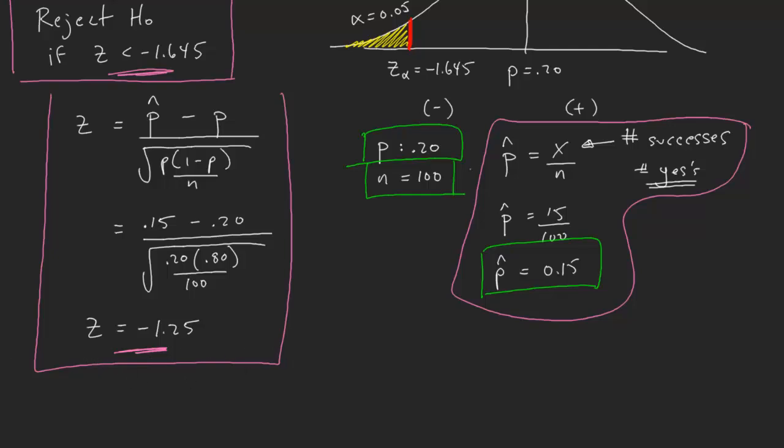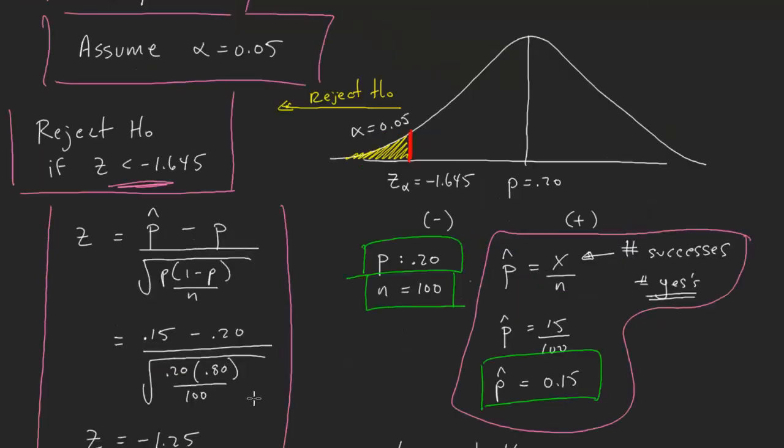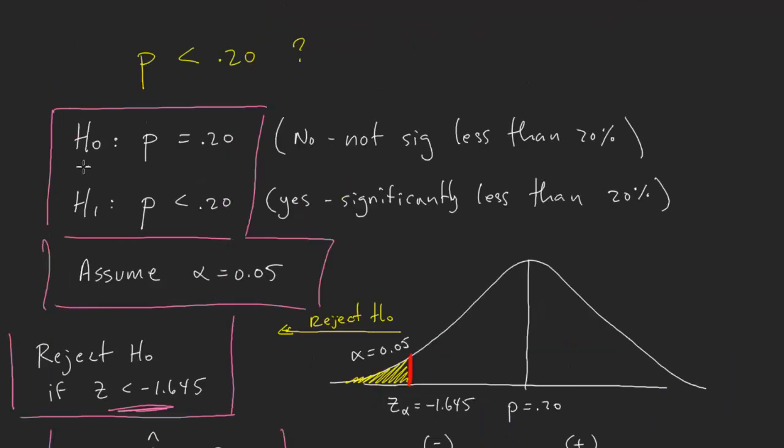That brings me to my conclusion. I'm going to say do not reject the null hypothesis, because this is not less than negative 1.645. It's not in the rejection region that we defined. What does it mean if I don't reject the null? Here's my null hypothesis. I don't reject it. I'm sticking with this idea that it's not significantly less than 20%.